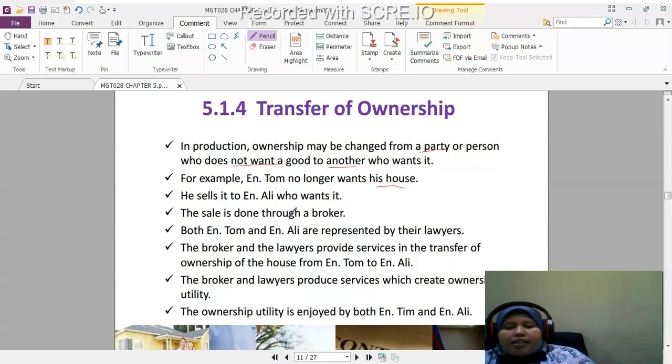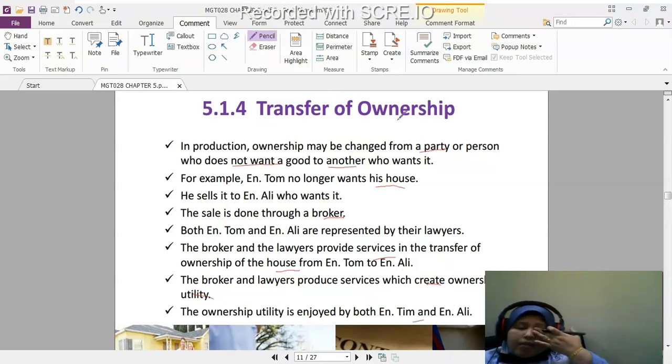The sale is done through a broker. Okay? Both Encik Tom and Encik Ali are represented by their lawyers. The broker and the lawyer provide services in the transfer of ownership of the house from Encik Tom to Encik Ali. The broker and lawyer produce services which create ownership utility. The ownership utility is enjoyed by both Encik Tom and Encik Ali.